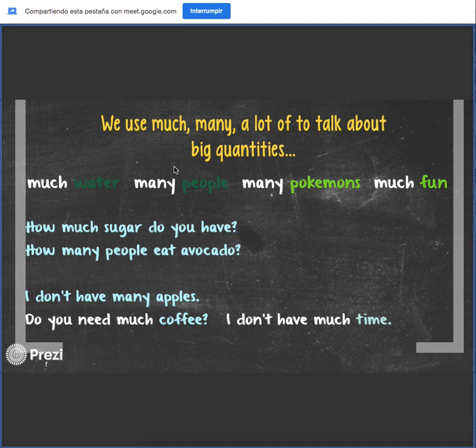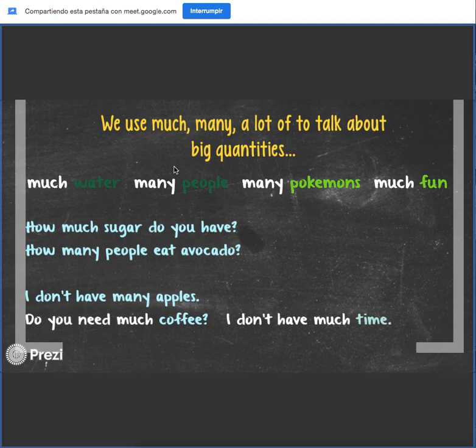Many is represent much than... No? Don't worry. You can do it, you can do it. No? No idea? Okay, don't worry. Mateo, what's the difference between much and many? That much is for uncountables and many for countables.